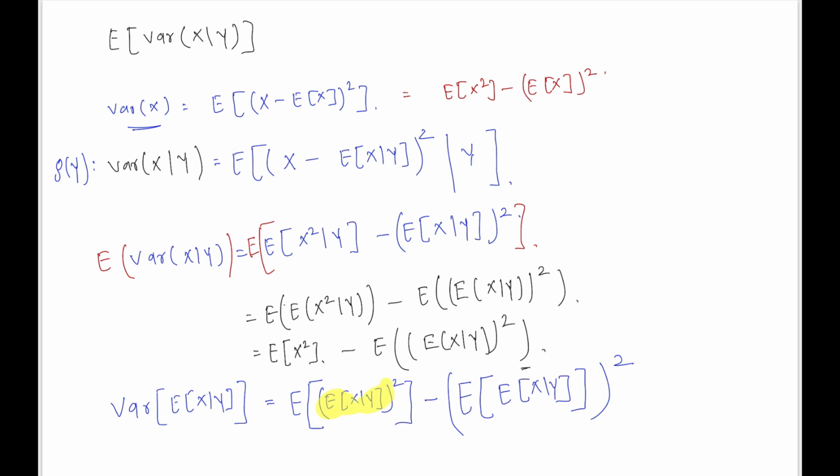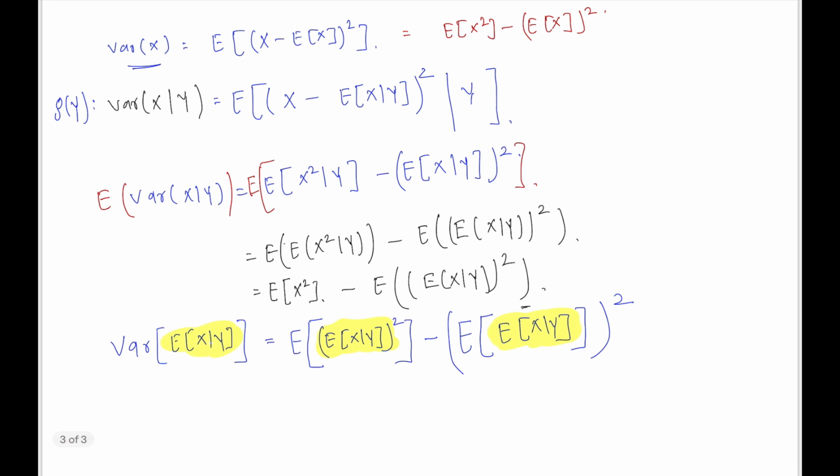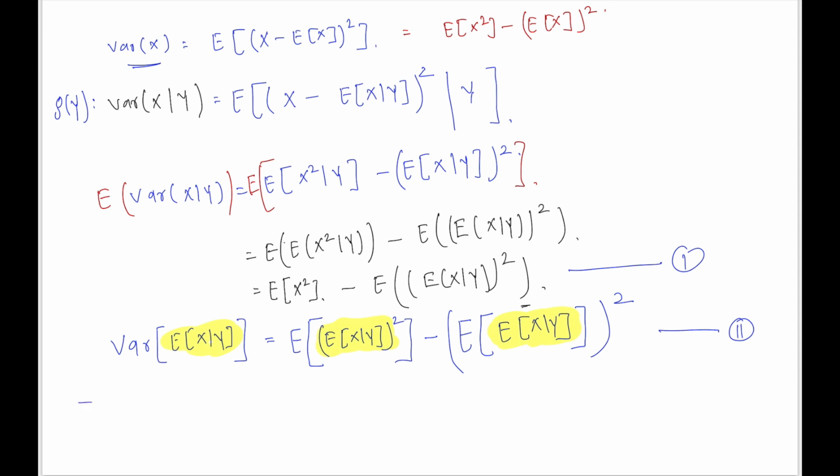And this quantity is a random variable, and here this quantity is a random variable, right? And we have these two equations. Let's call this equation 1 and this equation 2. Now add equation 1 and equation 2. So we will have the expectation of the conditional variance of x given y, that would be equal to, now if you observe, this term and this term will get cancelled.